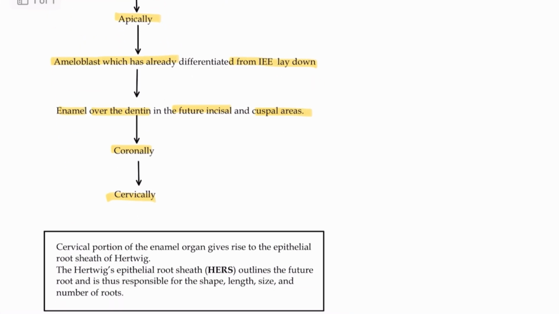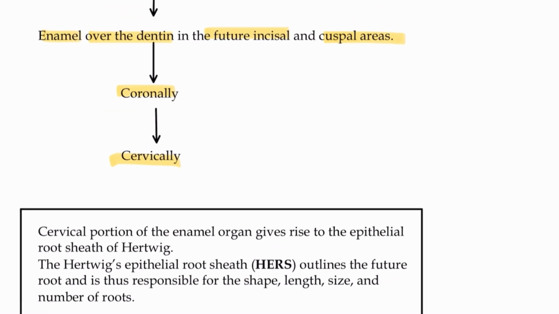Cervical portion of enamel organ, very important. Cervical portion of enamel organ gives rise to epithelial root sheath of Hertwig. Cervical portion of enamel organ will give rise to the HERS, it is Hertwig's epithelial root sheath, HERS, which will outline the future root and is thus responsible for the shape, length, size and number of roots. हम HERS की detail में भी we'll go into the next video.